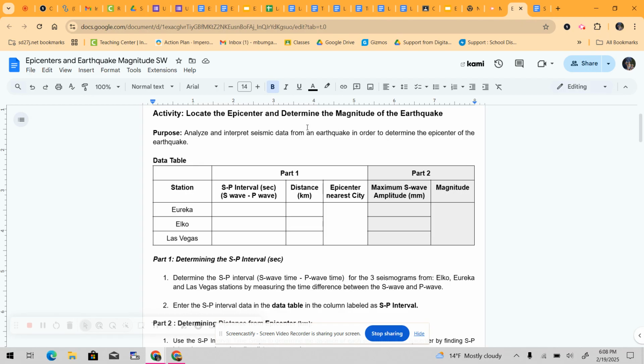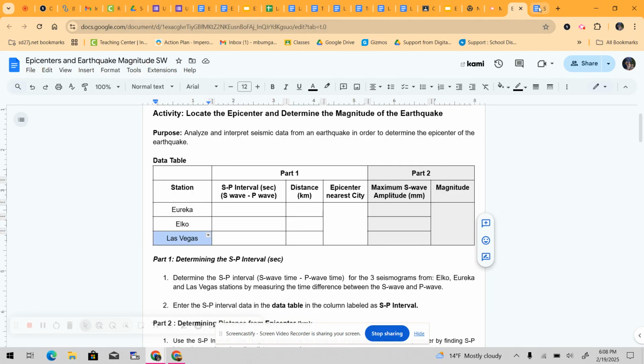So, what we're doing here, our goal is to find the epicenter and magnitude of a specific earthquake. In order to do this, remember that we will need 3 separate stations to triangulate the exact epicenter of our earthquake. So the first thing we're going to need to do is find the SP interval of the Eureka station, Elko station, and Las Vegas station.